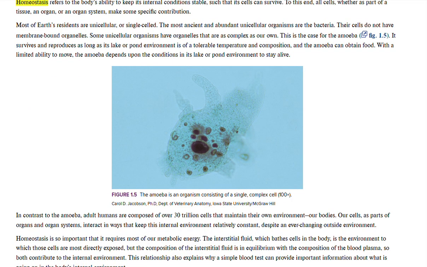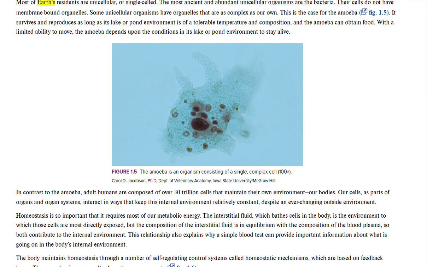Homeostasis. Homeostasis refers to the body's ability to keep its internal conditions stable, such that its cells can survive. To this end, all cells, whether as part of a tissue, an organ, or an organ system, make some specific contribution. Most of Earth's residents are unicellular, or single-celled. The most ancient and abundant unicellular organisms are the bacteria. Their cells do not have membrane-bound organelles. Some unicellular organisms have organelles that are as complex as our own. This is the case for the amoeba, Figure 1.5.